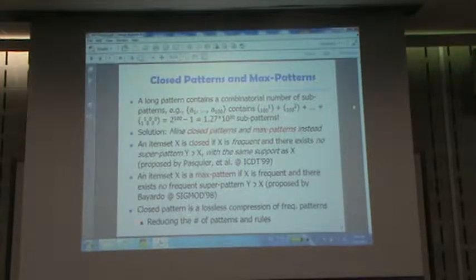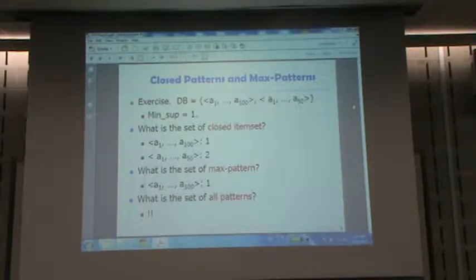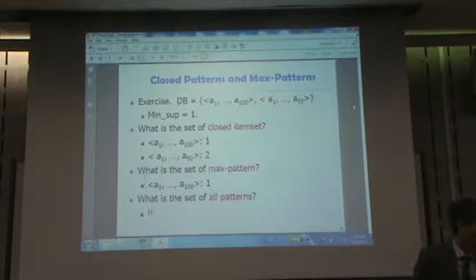But the max pattern has no mention of the support, only that there is no frequent super pattern Y that includes X. So max pattern, in this case, the 100: A1 through A100, the transaction.